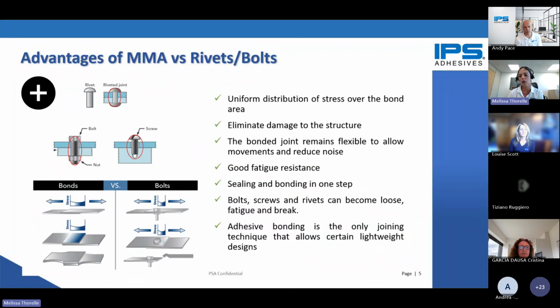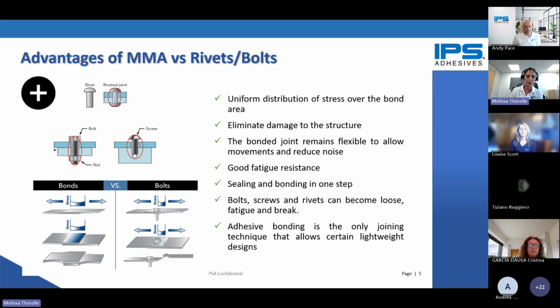So now let's review some advantages of MMA, but adhesive in general, over traditional joining methods such as riveting, bolting or welding. When you apply an adhesive, you apply it on the whole contour, meaning that the stress is distributed over the whole area, while when you have a rivet or a bolt, all the stress is concentrated at one location. So by using an adhesive or an MMA, you can improve the long-term durability of your assembly. Also, you don't need to drill, so you are not damaging the substrate by using an adhesive.